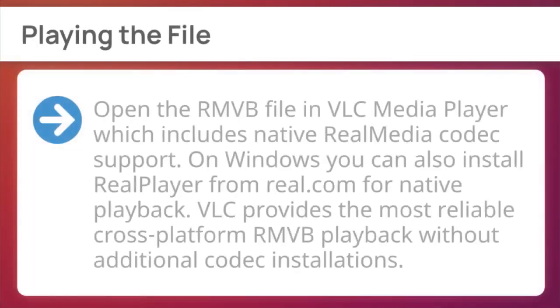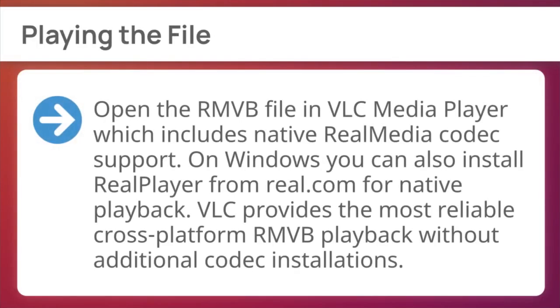First, playing the file. Open the RMVB file in VLC Media Player, which includes native RealMedia codec support. On Windows, you can also install RealPlayer from real.com for native playback. VLC provides the most reliable cross-platform RMVB playback without additional codec installations.